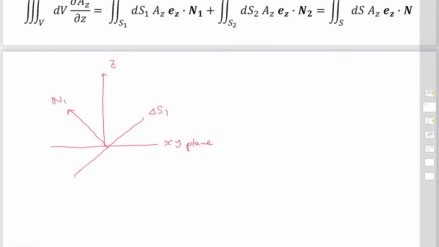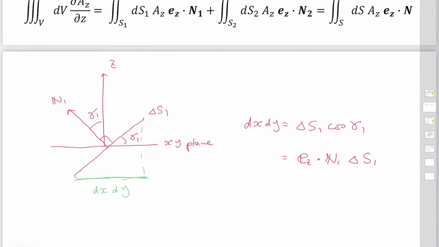The angle between n sub 1 and the z axis is gamma 1. This is a right angle, so this becomes gamma 1. The dx dy is a projection on the xy plane, so this part becomes dx dy. From these figures, you can find that dx dy is expressed as delta S sub 1 cosine gamma 1. Cosine gamma 1 you can express as e sub z dot n sub 1, times delta S sub 1, because n sub 1 is a unit vector, so the magnitude of n is 1.